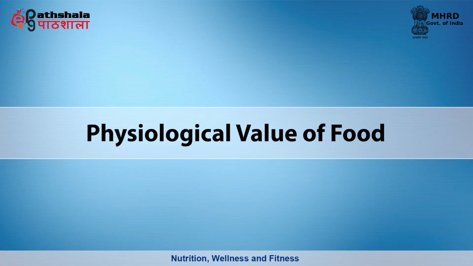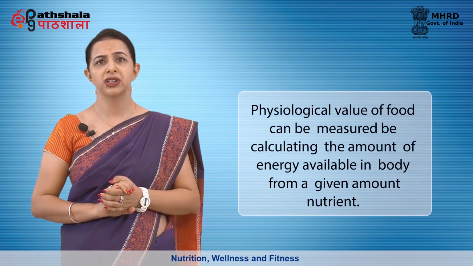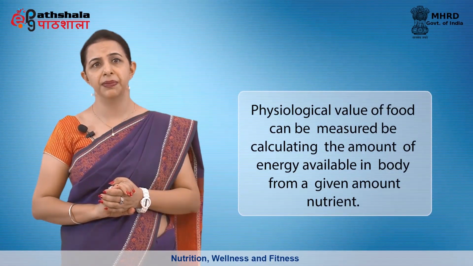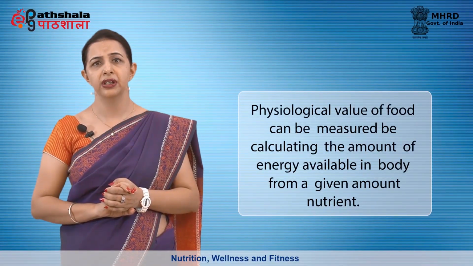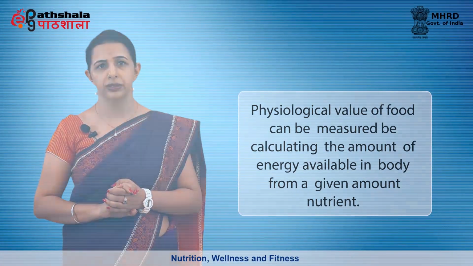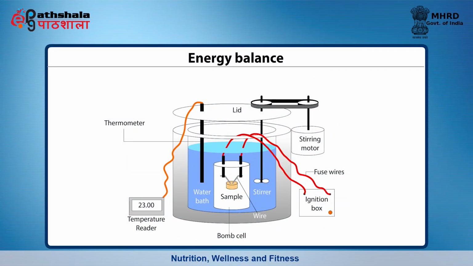Physiological value of food. Physiological value of food can be measured by calculating the amount of energy available in the body from a given amount of nutrient. Now, the picture that is displayed in front of you is a bomb calorimeter. It is a bomb calorimeter in which carbohydrates, fats and proteins are completely oxidized.